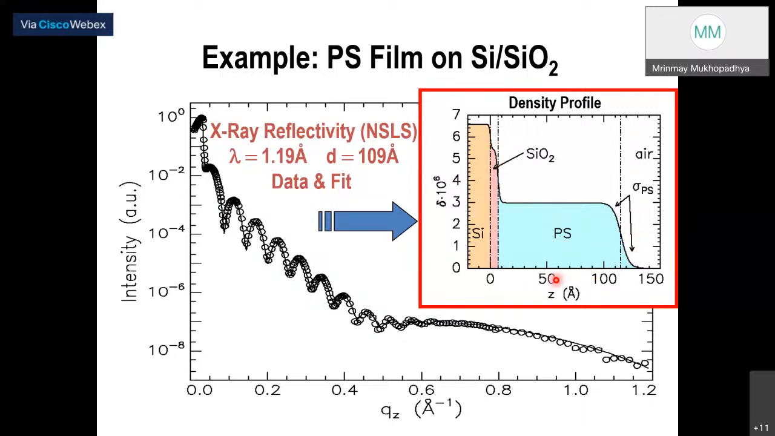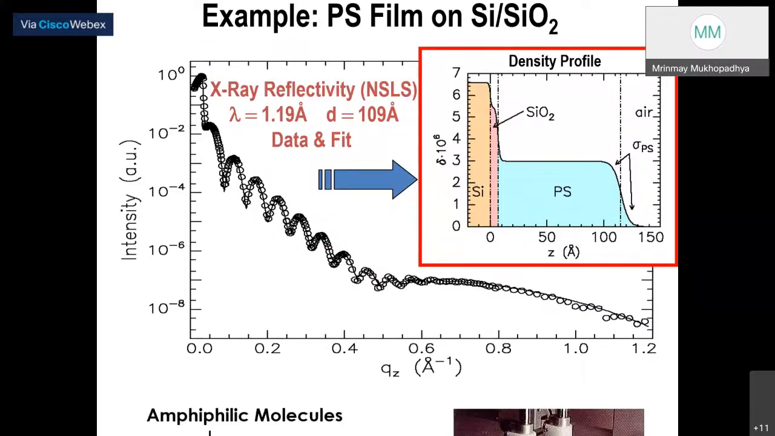And then you can talk about the density. You can say this is my silicon oxide thickness, this is my polystyrene thickness, this is my density, and this is my roughness. So for the whole film, along the depth of the film, you are telling all this from the reflectivity profile. So that's the main point.